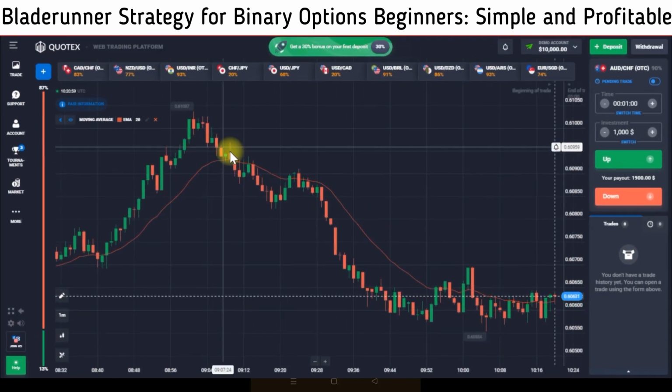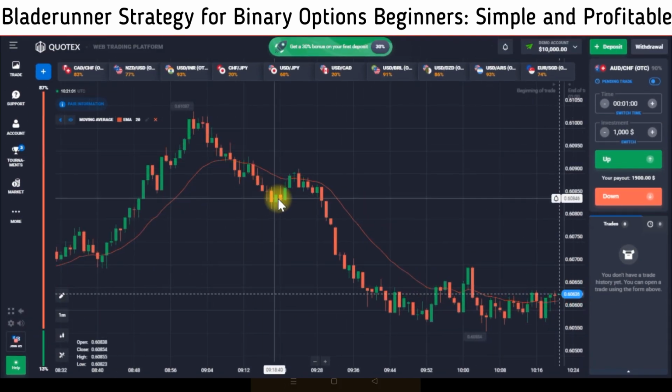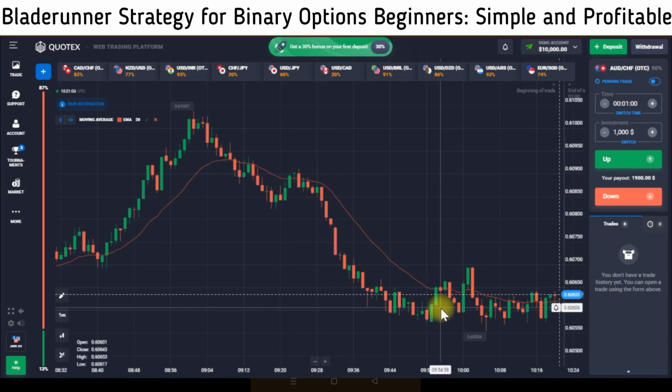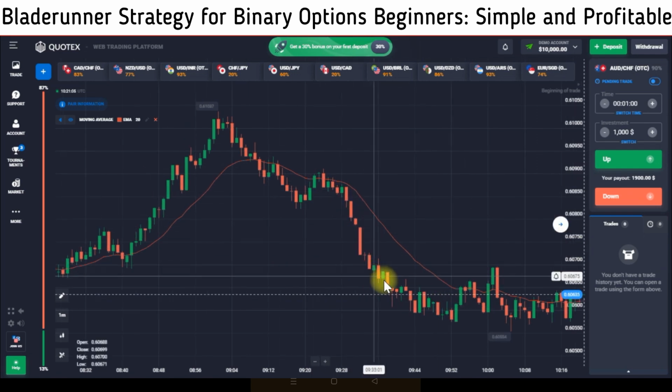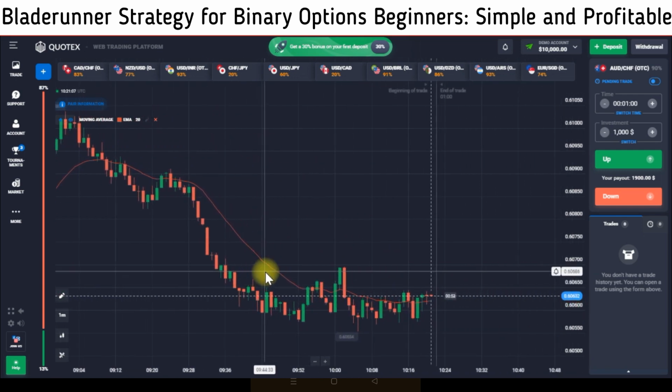If your breakout was downwards or you identified a downtrend, then watch if you can see the price trending below the EMA 20. If it doesn't, then you must not trade.